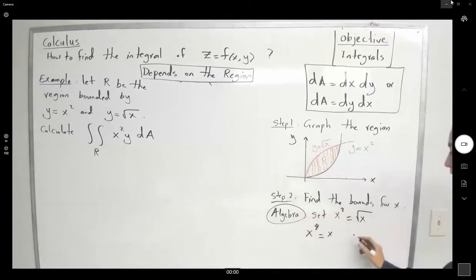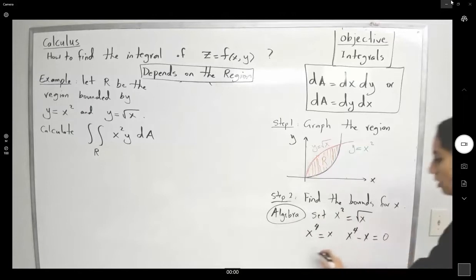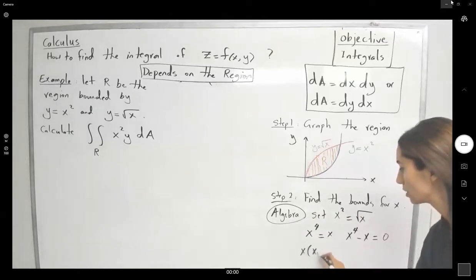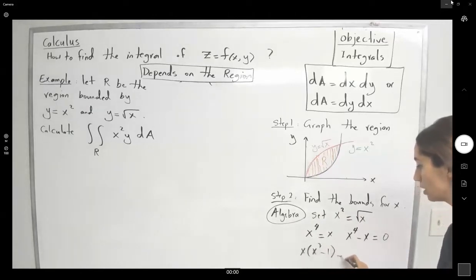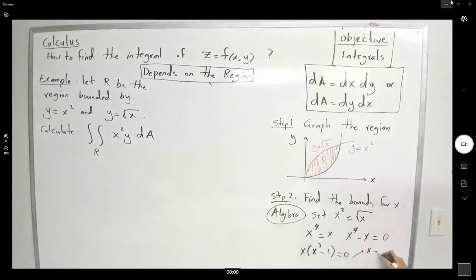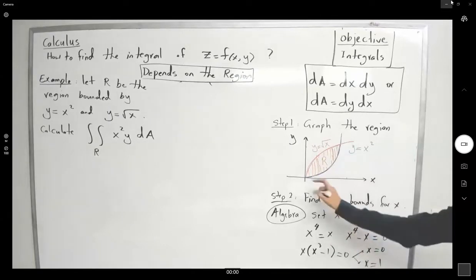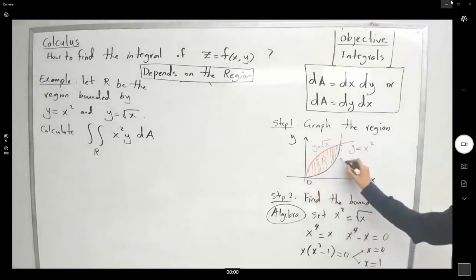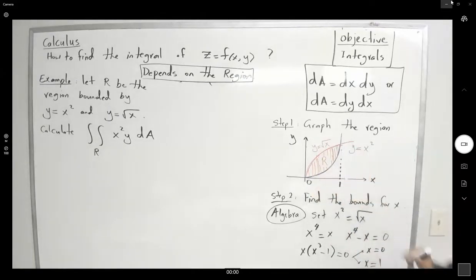Bring x to the other side. x to the fourth minus x equals 0. If you factor out x, you get x cubed minus 1 equals 0. So x is 0 and x is 1. x is bounded between 0 and 1. Okay, I'm happy. I found the boundaries for my x.